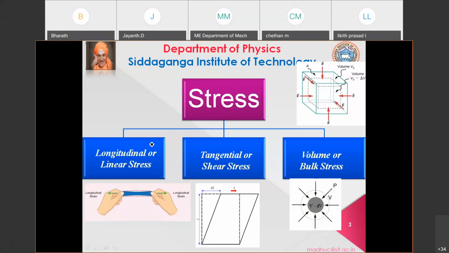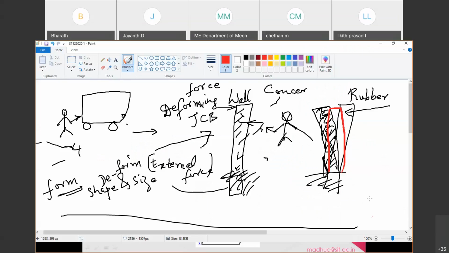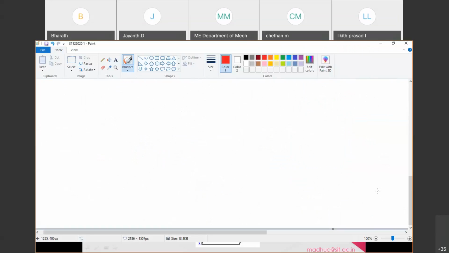The stress that you apply can be of three types. One is longitudinal or linear stress, the second one is tangential or shearing stress, and the last one is volume or bulk stress. So what is the meaning of longitudinal stress? In simple words, I have three things.